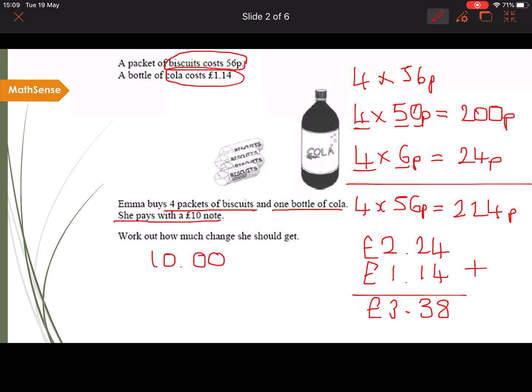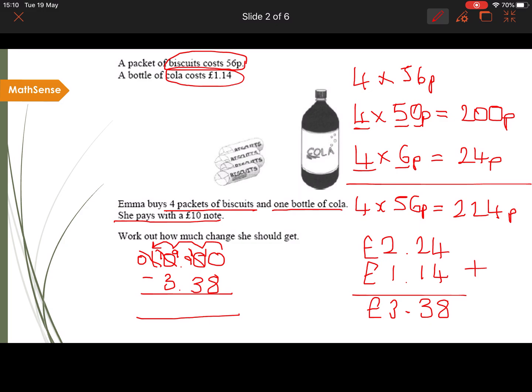Now the question tells me that she pays with a £10 note. So if she gives the shop owner £10, but her bill is only £3.38, we need to subtract to find the difference so that we know how much change Emma can expect to get. Now I can't do 0 take away 8, so I'm going to look next door, and then next door again, and then again, until I can finally take away. So I'm going to take the 1, this becomes a 0, and that becomes a 10. But I'm going to borrow the 10, and that becomes a 9, and this becomes a 10. Then I'm going to borrow that 10, and this also becomes a 9, and this becomes a 10.